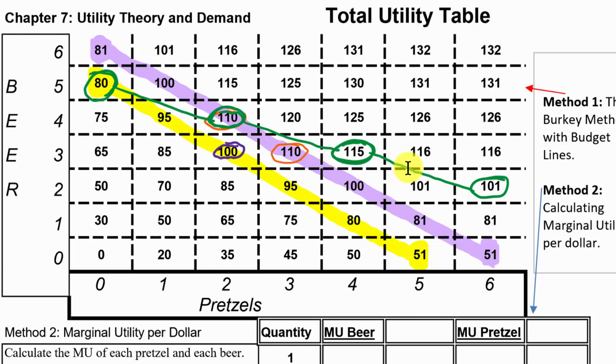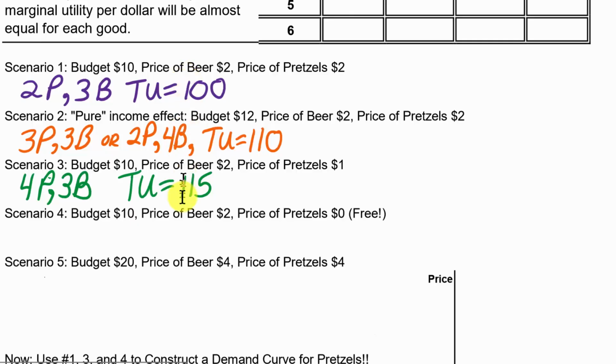Which one maximizes their utility? Well, it's going to be this one right here, the 115 total happiness, total utils, 4 pretzels and 3 beers. All right, let's write down this solution. So if we look at the 3 outcomes so far, it looks like this one, where we're having a sale on pretzels, is the one that makes this person happiest.